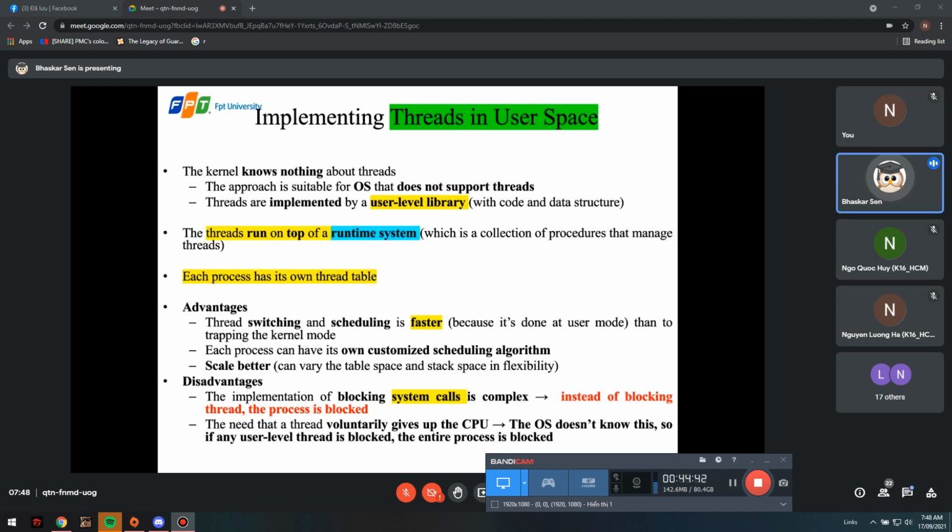So the point is that we don't share anything with the kernel. So basically, the kernel doesn't know anything about what is going on right here. It doesn't know anything about it.